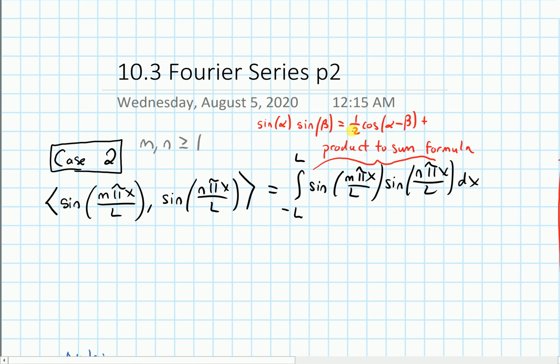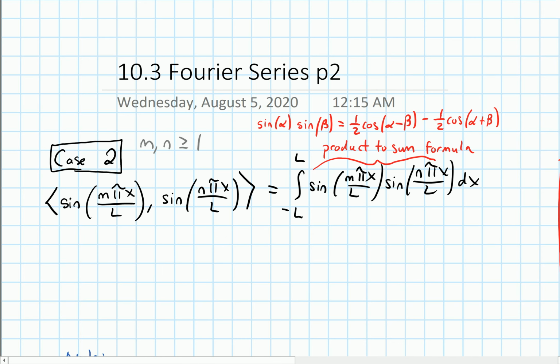Sorry, this should be 1/2 cosine of alpha minus beta, and then plus 1/2 cosine of alpha plus beta. So is that right? No, I think this should be a minus 1/2. So minus 1/2. Okay, so I'm going to use this product to sum formula.